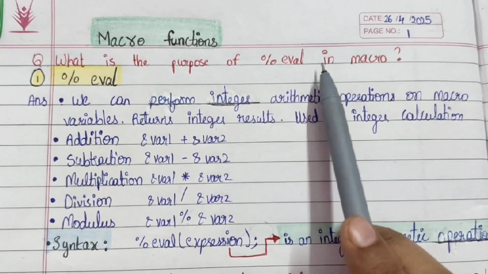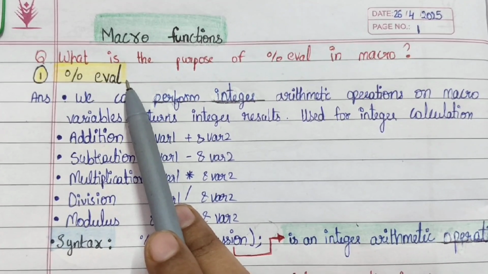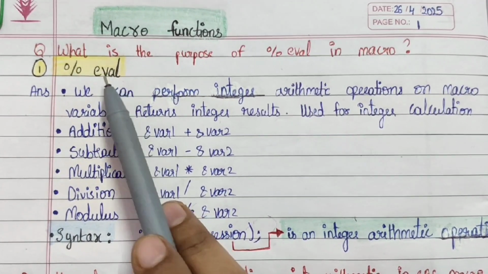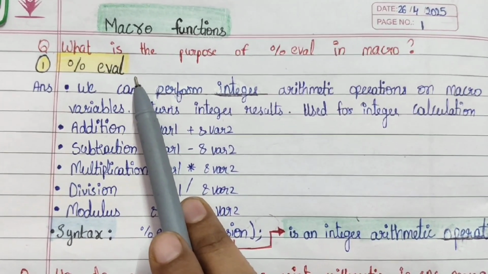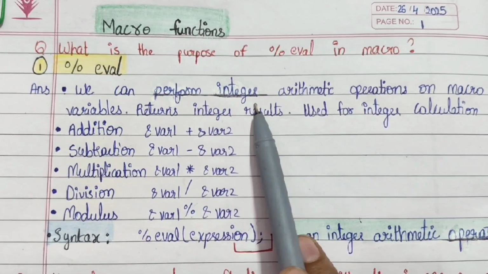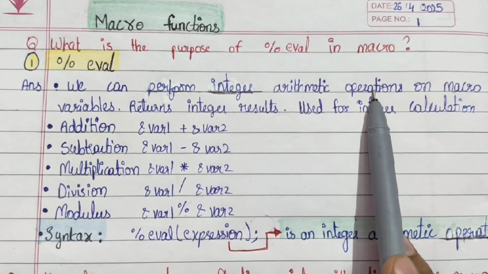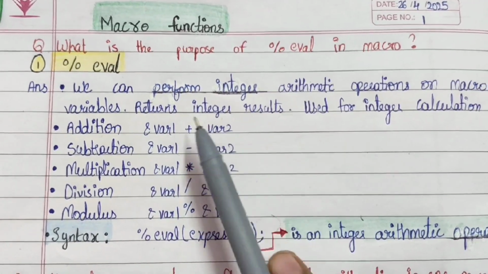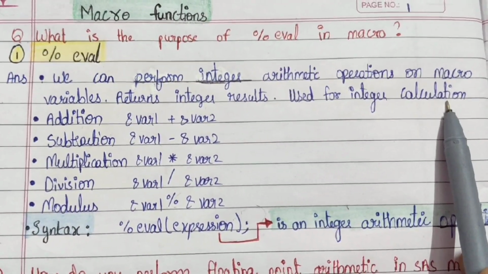What is the purpose of %EVAL in macro? This is my first macro function, %EVAL. We can perform integer arithmetic operations and logical operations on macro variables. It returns integer results only and is used for integer calculation.